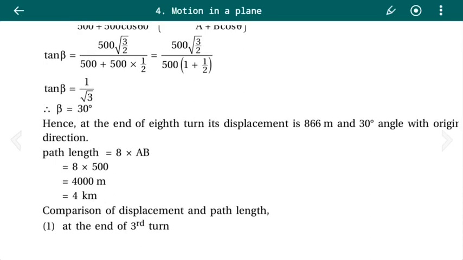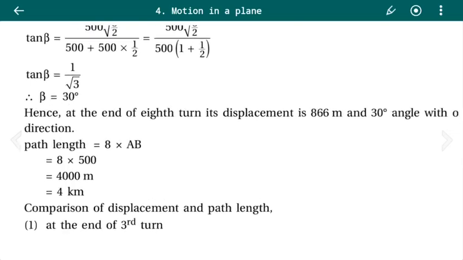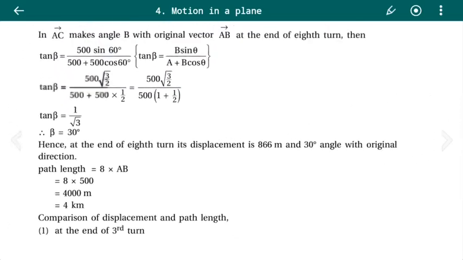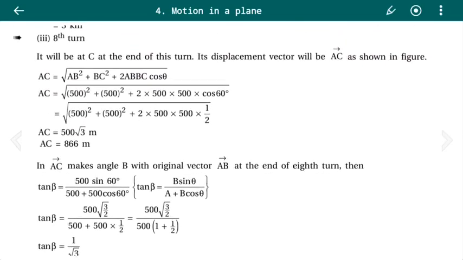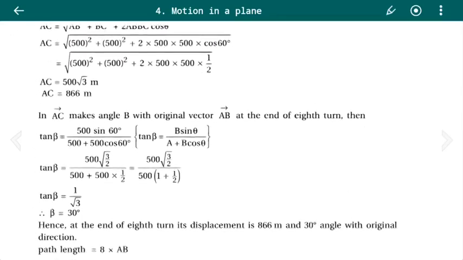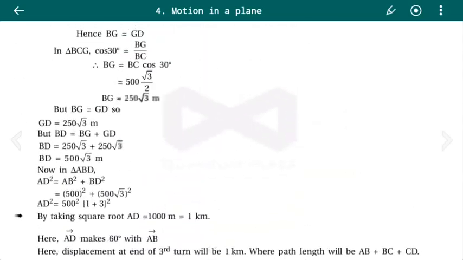Path length over here is 8 into AB, that is 8 into 500, which is equal to 4000 meters, which is equal to 4 kilometers. So the comparison of displacement and path length at the end of the 8th turn is: displacement is 866 meters and path length is 4 kilometers. So students, you may note down this numerical.